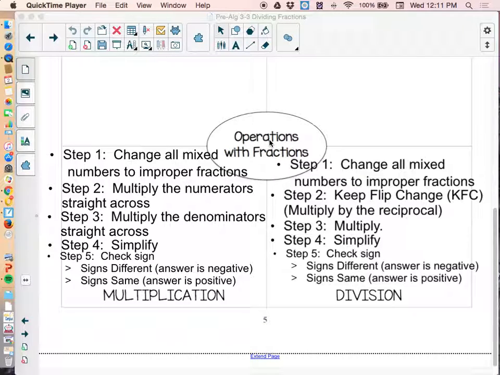Talking fractions. Here we go. Please copy what's on the board on page 5 in your packet.